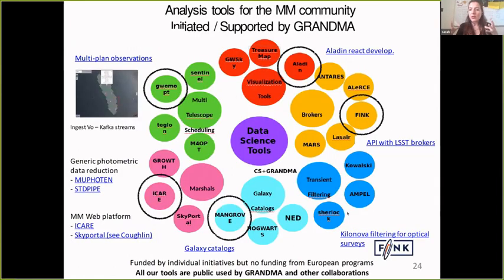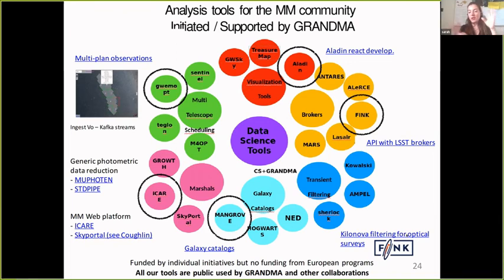Okay, so beyond that, for preparing O4, we don't have enough resources to build all the pipelines in GRANDMA for the observation, for the data reduction of all the telescopes, for managing the observations, for filtering the candidates, etc.